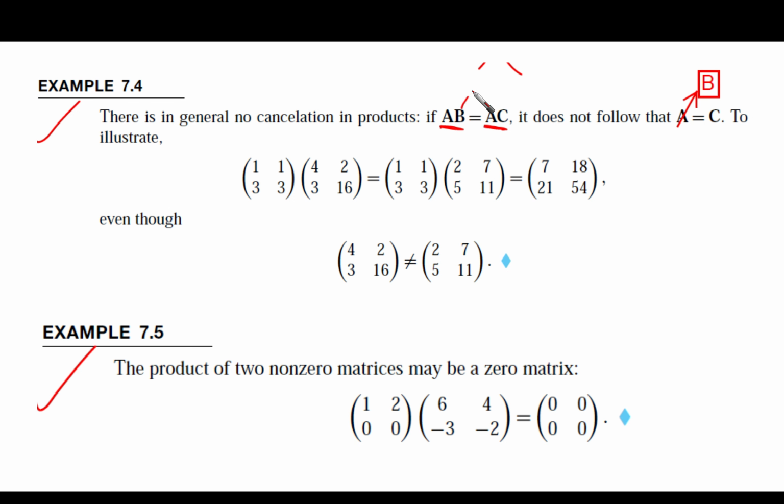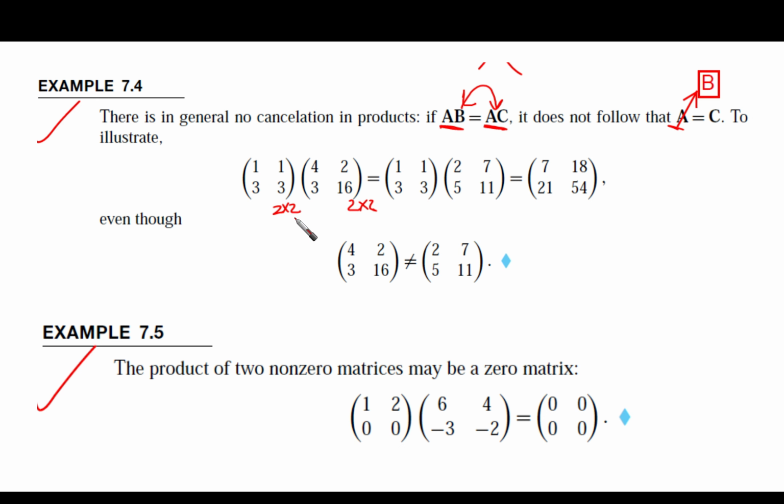So we cannot say that B equals C. It doesn't follow, meaning that B should not equal C. To illustrate, let's have an example to understand it. We have this matrix 1 3 1 3 and another matrix 4 3 2 16. They are 2 by 2 and 2 by 2. This means that they can be multiplied.